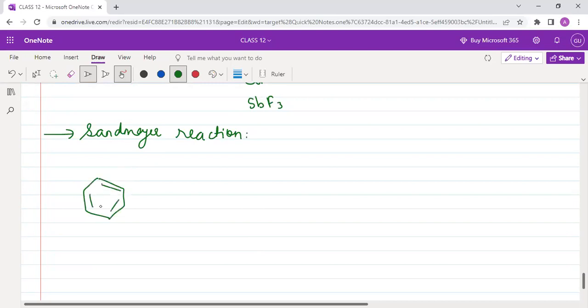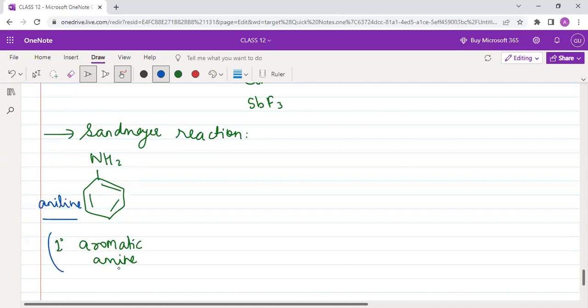So first we'll take a primary aromatic amine. Amine, do you remember the NH2 group? Yes, the NH2 group. So you take a primary aromatic amine. So suppose we have taken this. What is the name of this? It is called aniline. So it is an example of a primary aromatic amine.